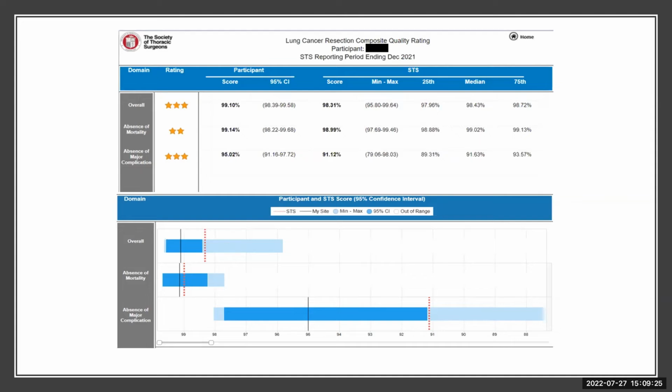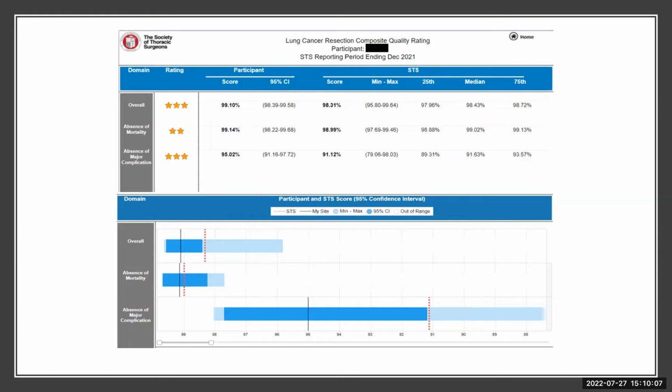That's their credible interval. Because the lower limit of their interval, which is 98.39, is higher than the STS average score, which is 98.31, then it's at least what we say is 97.5% likely that this participant's true performance exceeds the STS average. And we say 97.5% because it's that 95% credible interval plus you have 2.5% upper tail and 2.5% lower tail.